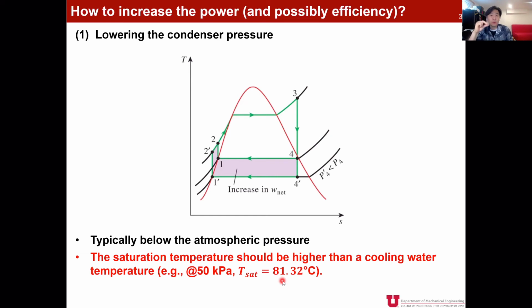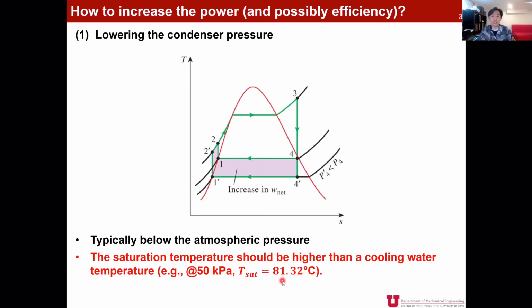Having a lower pressure inside the condenser than the atmospheric pressure can cause two problems. The first problem is that because the condenser pressure is always lower than atmospheric pressure, there is always a possibility that air can leak into the condenser. And if air comes into the condenser, we always have to take this air out, because that can damage all other components inside the steam power plant. So that is one challenge.